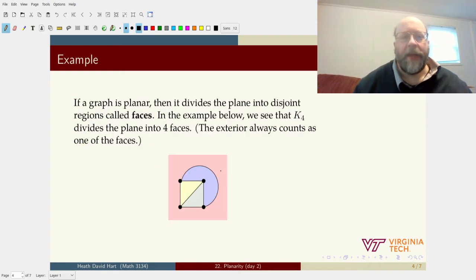Whenever a graph is planar, then it divides the plane into disjoint regions that we call faces. And so in this example, K4 divides the plane up into four faces. We always count the exterior as one of the faces. So this has one face on the outside, and then 2, 3, and then 4. So the whole plane gets divided up into four pieces, counting the outside as one of the pieces.